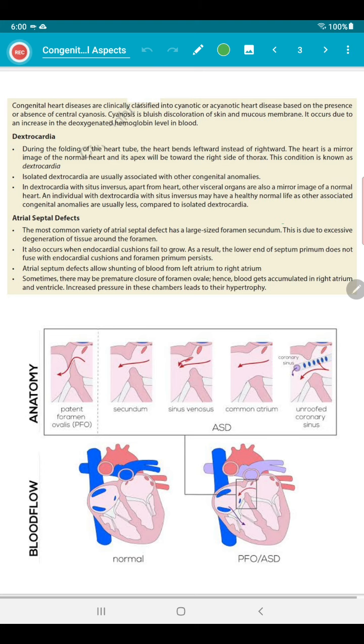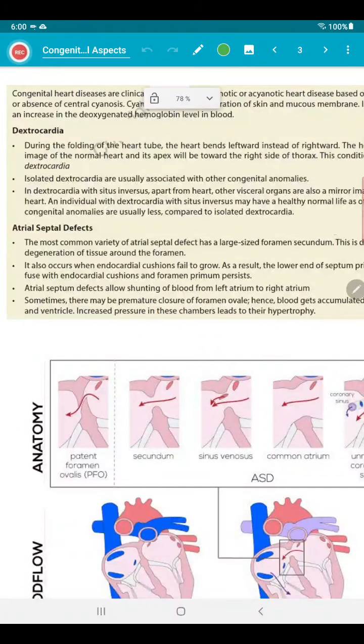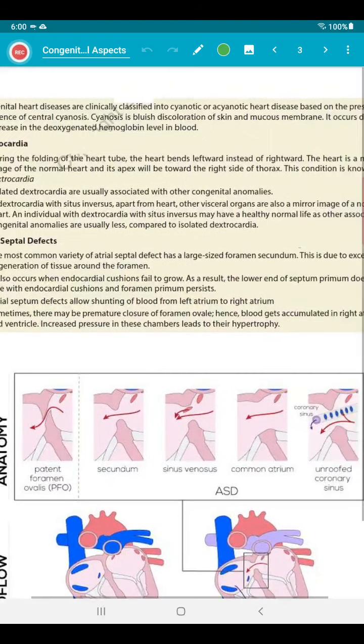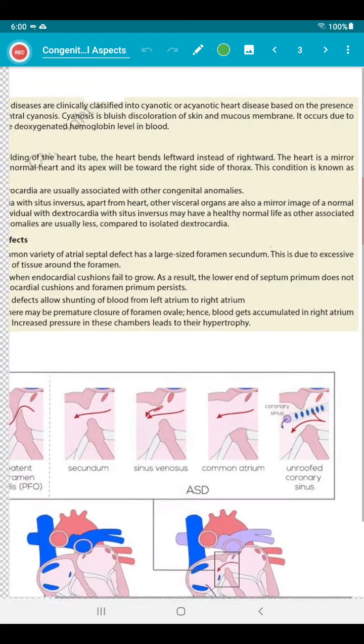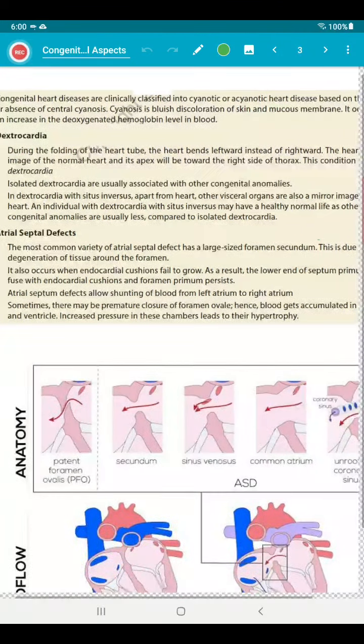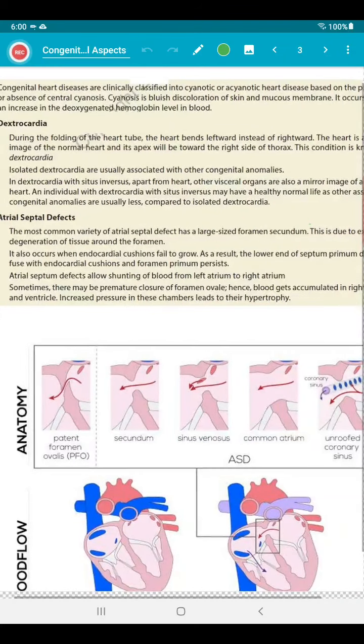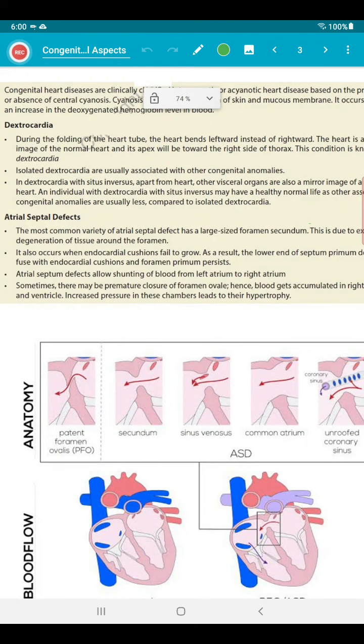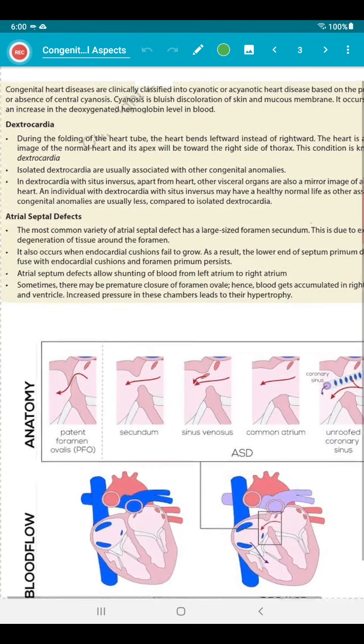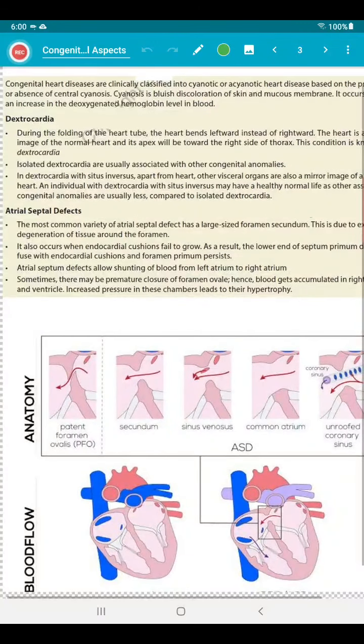Now congenital heart diseases are clinically classified into cyanotic and acyanotic heart disease based on the presence or absence of central cyanosis. Cyanosis is bluish discoloration of the skin and mucous membrane, I already told you. It occurs due to an increase in the deoxygenated hemoglobin level in the blood.